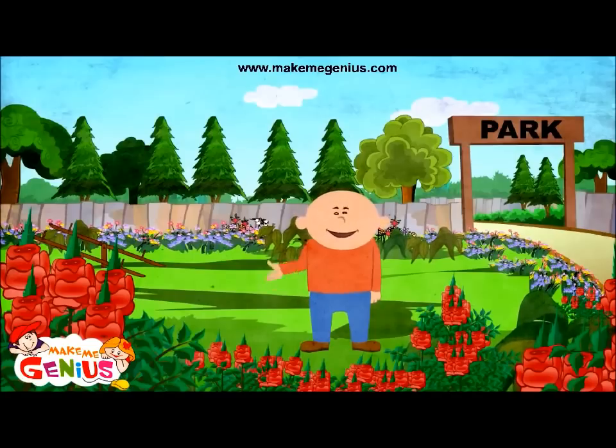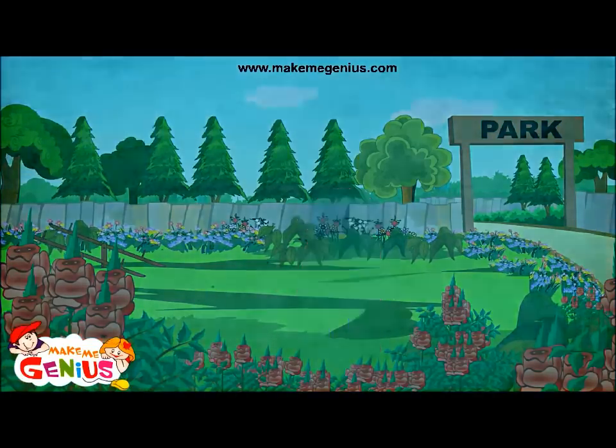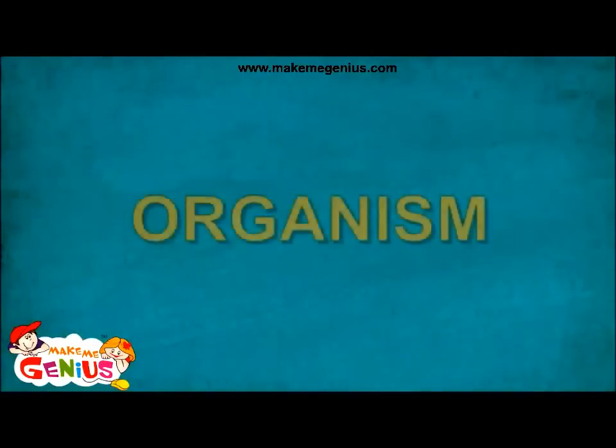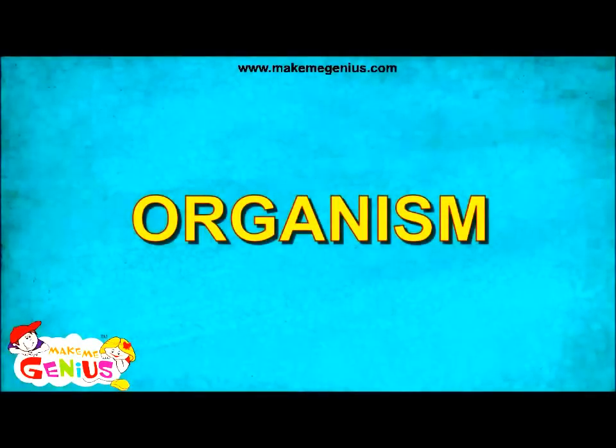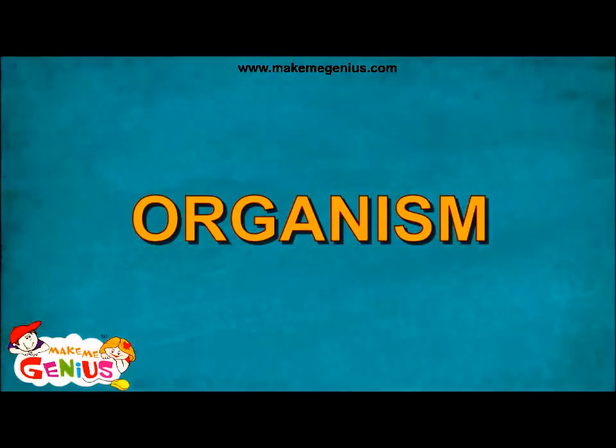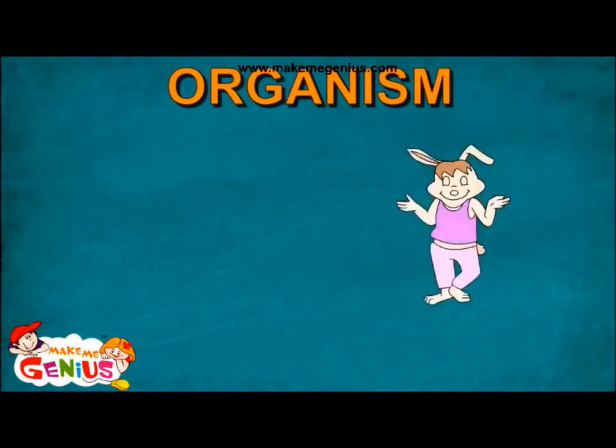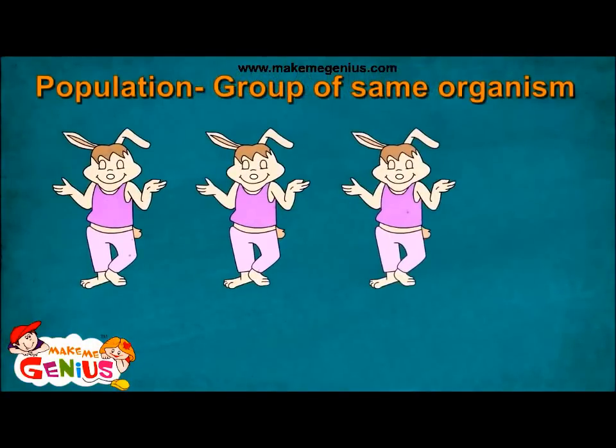Now let's learn about different components and levels of living things in an ecosystem. We have learned that organism is a single living thing. But every ecosystem has more than one organism. A group of same organism is called population. So a group of rabbits in this picture, in this ecosystem, would be called population.